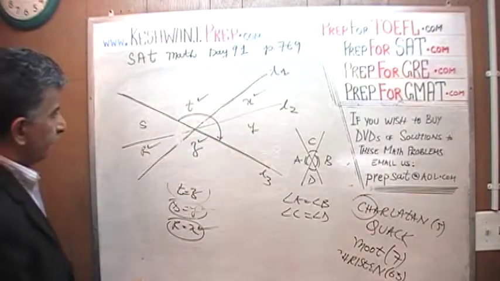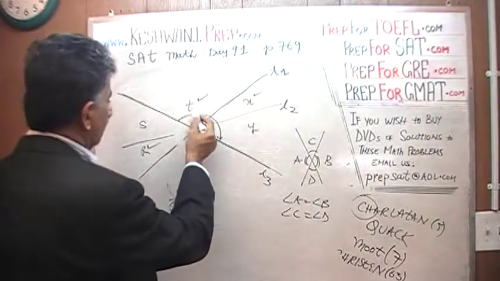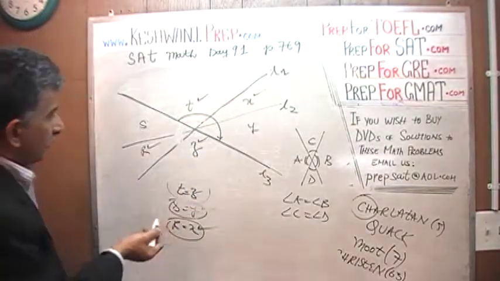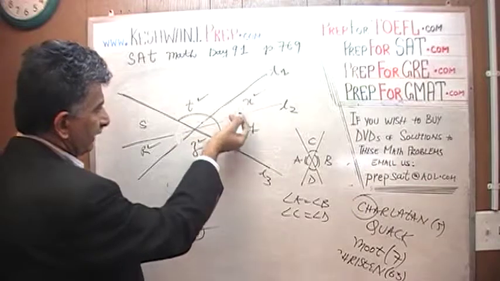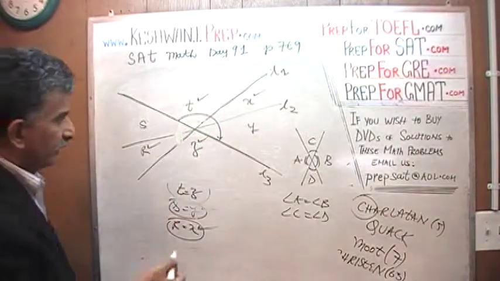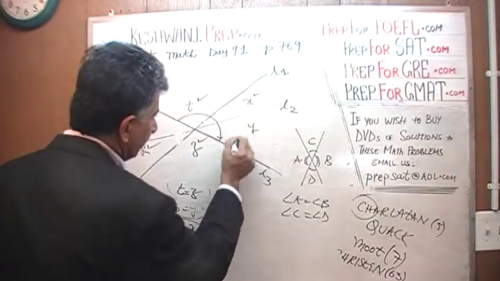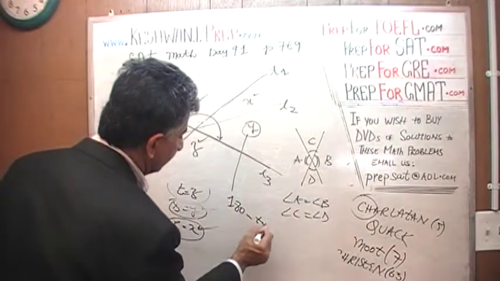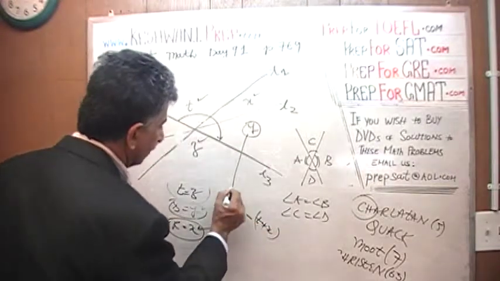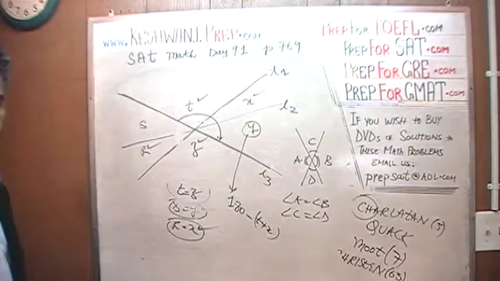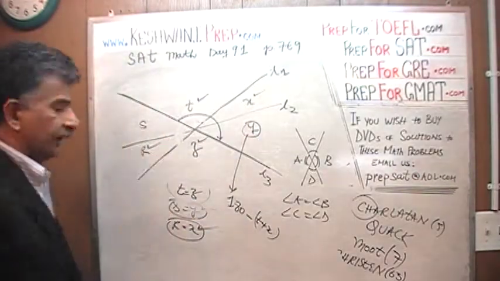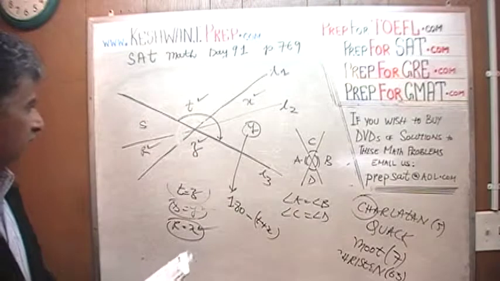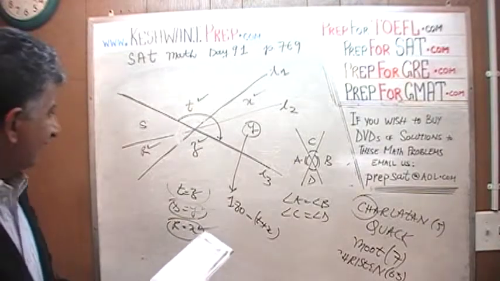Once we have T and X, we can figure out the Y. Y in this case is going to be 180 minus T plus X. There's your Y. So once we know the Y, we can figure out the S. It is also possible. Answer choice C says S and X.